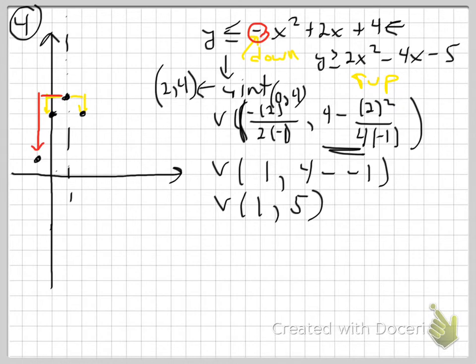And I can go the other way, left 2, down 4. I can go right 2, down 4 as well, because it's a mirror image. And I've got this one here. So I've got mine here.